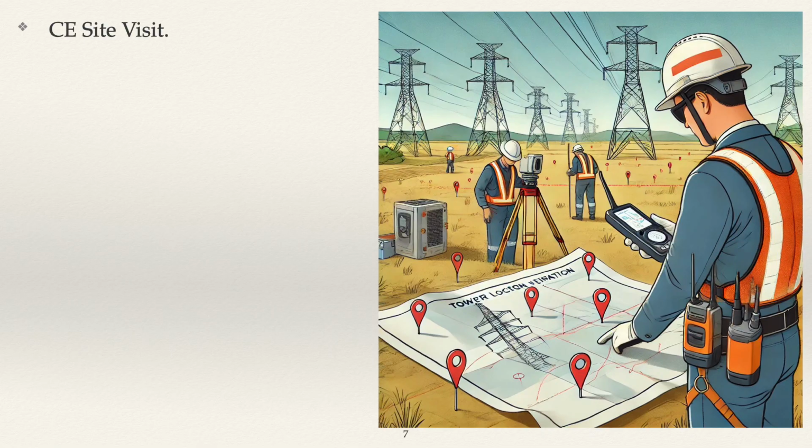Highlight any remaining challenges, for example, inaccessible areas, unstable soil, or new obstacles, and recommend solutions. Once they are satisfied with the checking, CE will provide the final go-ahead for construction based on field readiness and design alignment.